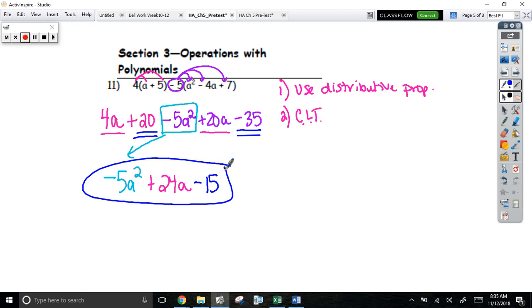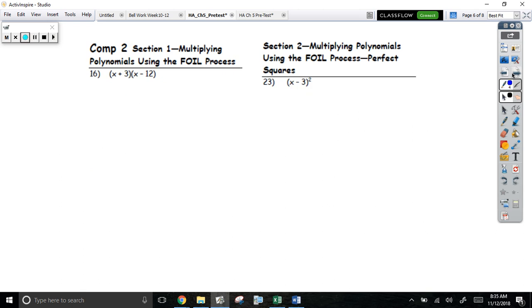Okay, next up we have multiplying. So we'll skip over to number 16. You'll remember a little acronym that helps you to multiply, and that's called FOIL. If you recall, FOIL stands for first, outer, inner, and last. So it's just a way for you to multiply all of your terms together.